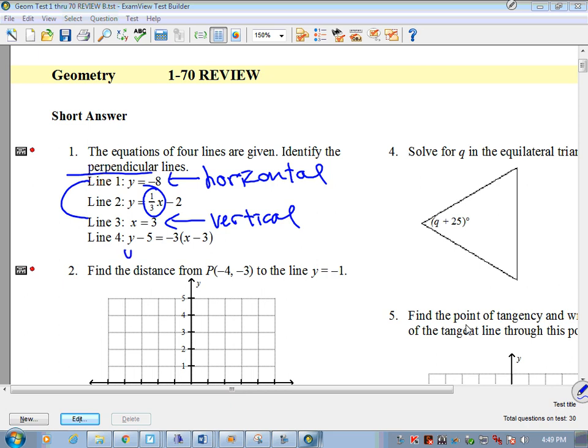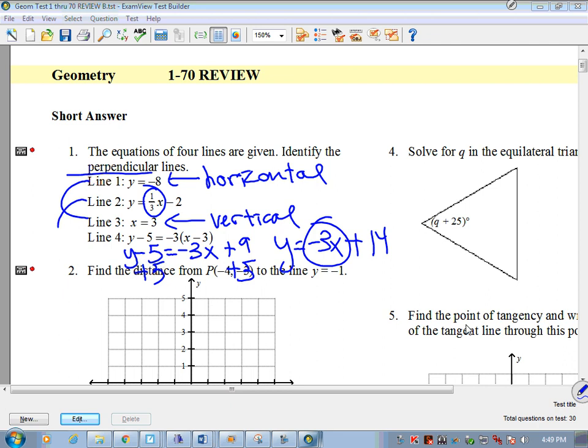And if we look through here, we've got y minus 5 equals -3x plus 9. We're going to add 5, and that's going to finish off the equation. But we pretty well already knew it had a reciprocal slope from the beginning, because we knew when we distributed that -3 to that x that we were going to get that. We're finally getting 14. So I'm looking at -3 and 1/3 being opposite reciprocals. So lines 2 and 4 are perpendicular as well. So 1 and 3, 2 and 4 are perpendicular. All right, and that's the work we want to show.